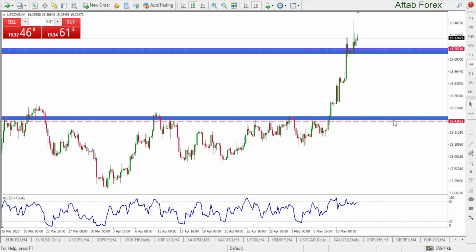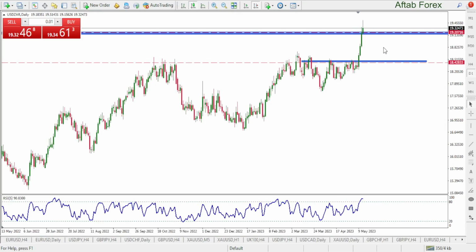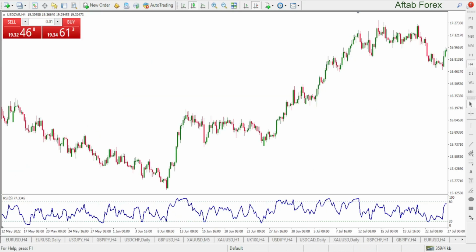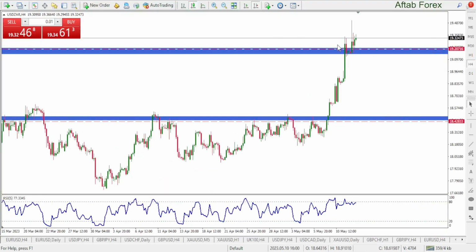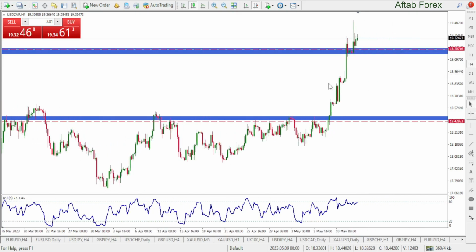And one thing I want to tell you is that a level that is very strong on a daily time frame is considered to be more reliable than one observed on a lower time frame, hourly or 15-minute, because they break very easily. Right now on the H4, obviously I can find some other levels, but this one will be the top.